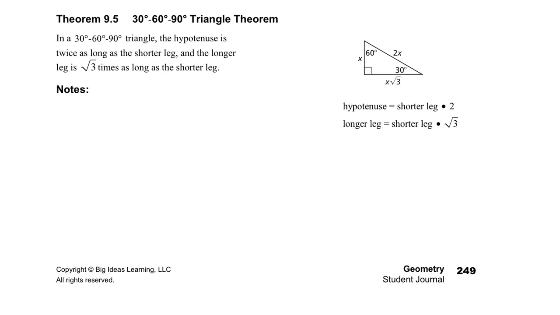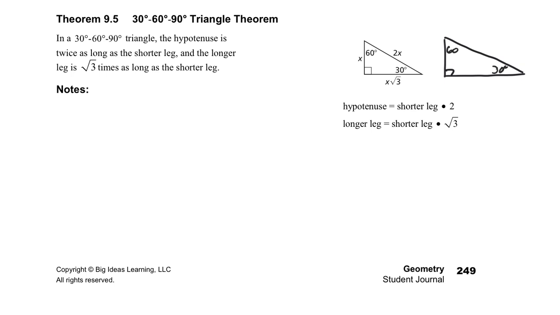And this says in a 30, 60, 90 triangle, the hypotenuse is twice as long as the shorter leg, and the longer leg is square root of 3 times longer than the shorter leg. So I'm going to quickly redraw a 30, 60, 90 triangle. So here's my 90, here's my 60, and here's my 30.